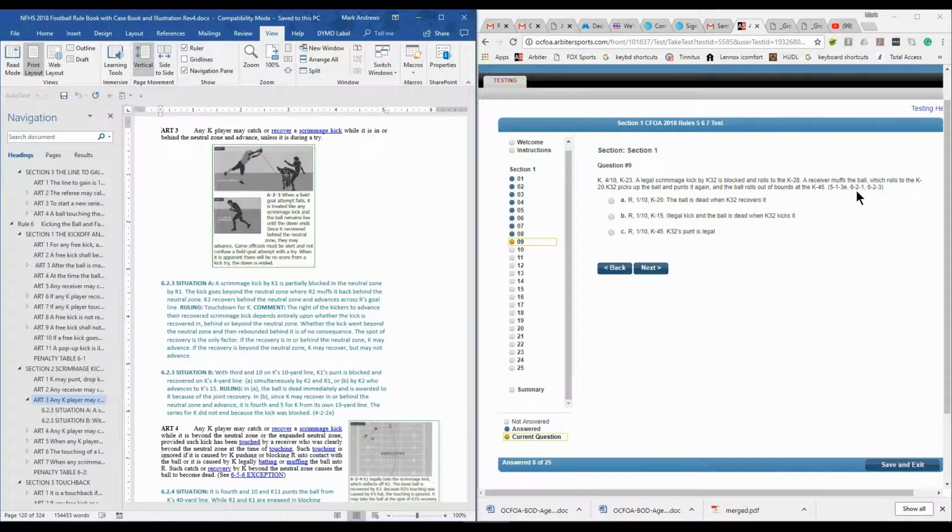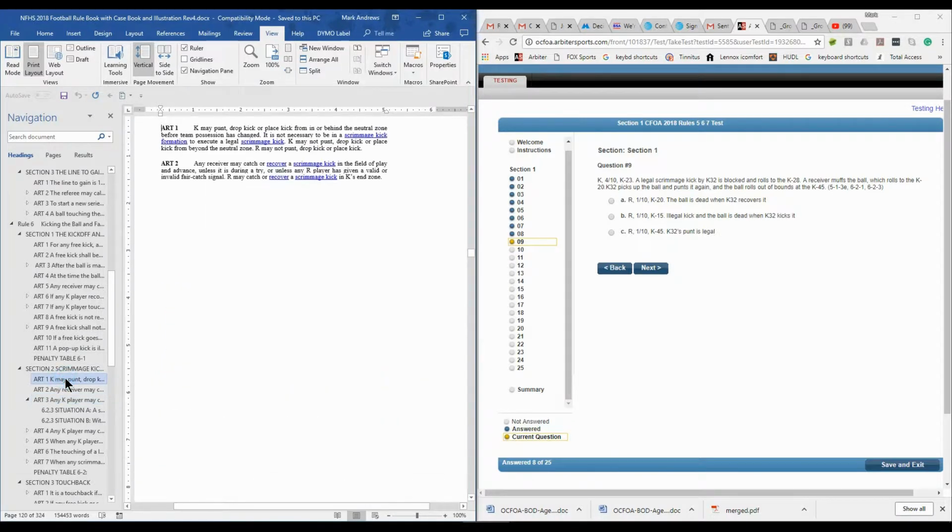So you see the rule references up here. I'm going to go in a different order here. 6-2-1, it says that K may punt, drop kick, or place kick from in or behind the neutral zone before team possession has changed. K may not punt, drop kick, or place kick from beyond the neutral zone, and R may not punt, drop kick, or place kick. Okay, so that means you got to be in K, you got to be a kicker. You got to have the ball. You can't be R, and you also have to be behind the neutral zone. So that's just standard. This is how a punt can take place.